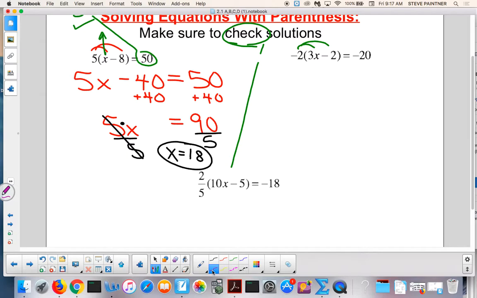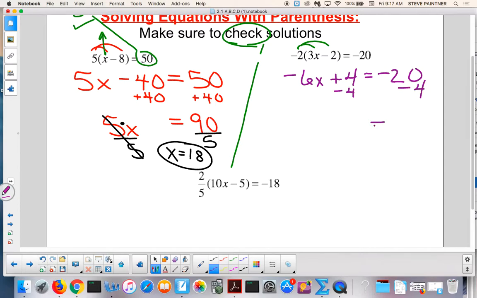Chris, will you run that through for me? Distribute, so that's going to be negative 6x plus 4 equals negative 20. And then subtract 4's. Okay, one second, you're cruising on me. He distributes through, he gets this. You good? Yeah? He did it right. Okay, now Chris, go. Subtract 4 on both sides. Both sides, yep.